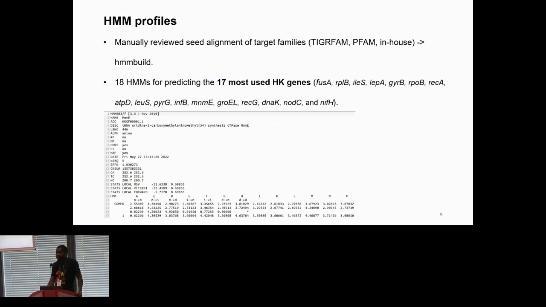hkgfinder is based on hidden Markov profiles, and I built it by taking seed alignments that we built using sequences, and also seed alignments from PFAM and TIGRFAM. We built 108 hidden Markov profiles for 70 housekeeping genes. Among others, you can see rpoB and dnaK, and a picture of some of the models.